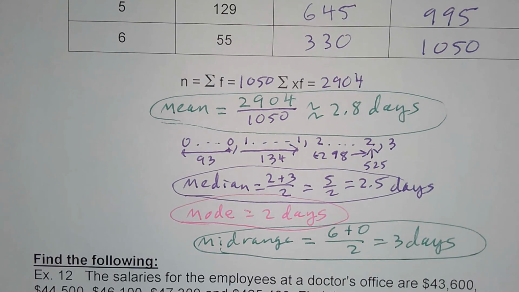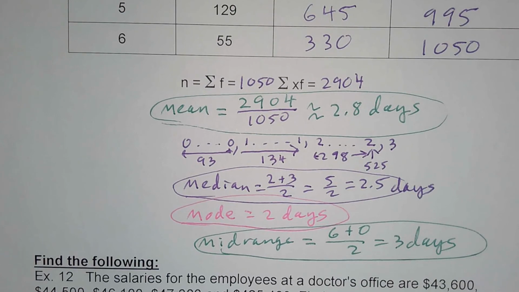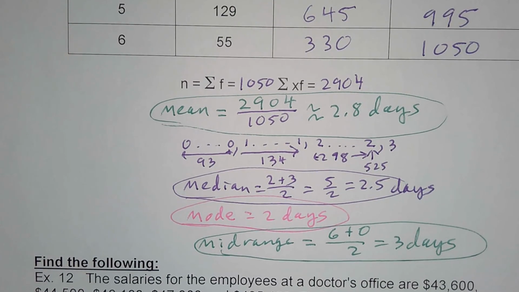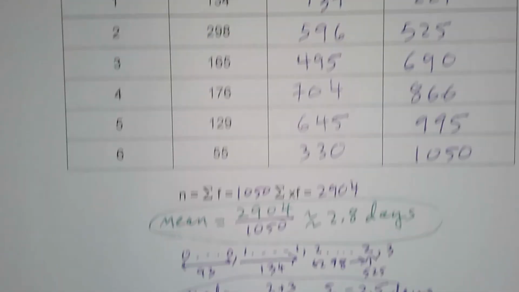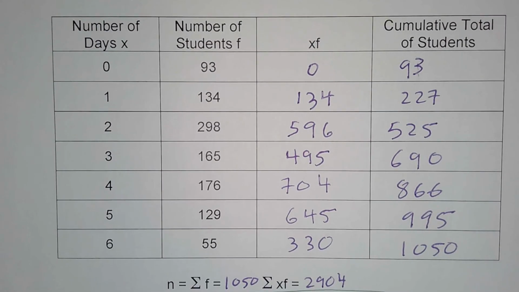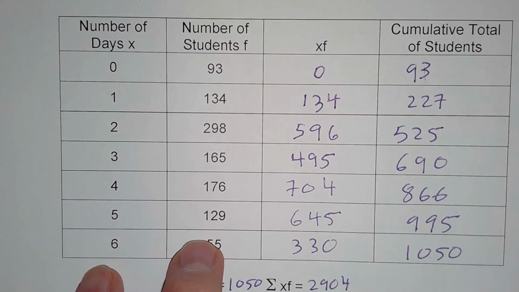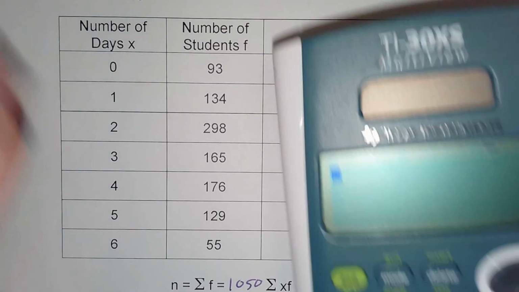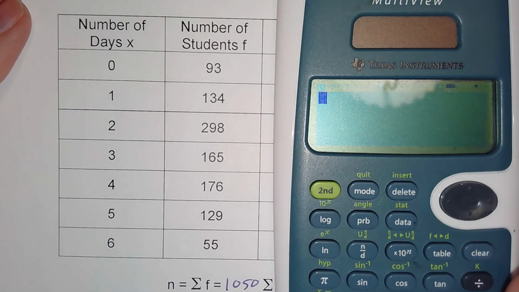I want to show you something. The mode and mid-range are pretty straightforward. It's the mean and the median that are kind of the pain in the butt. But if you remember, when we were doing the credit card problems, we used our calculator to help find the average daily balance. Well, think of the mean as like your average daily balance. So here's what we're going to do. I'm going to put these two numbers in our calculator under our data. So I'm going to type data.